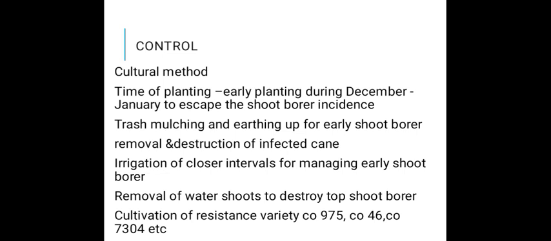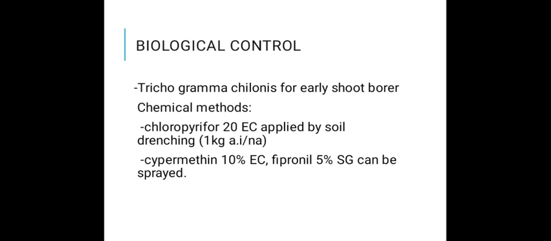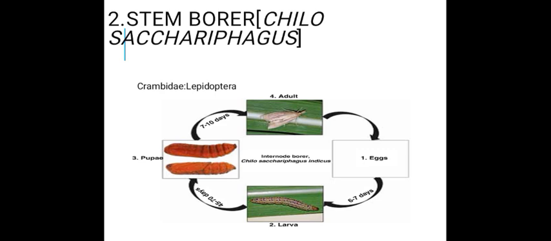Cultivation of resistant varieties: CO 975, CO 46, CO 7004, 7304. Biological control: Trichogramma chilonis for early shoot borer. Chemical methods: chlorpyrifos applied by soil drenching. Then cypermethrin or fipronil can be sprayed.